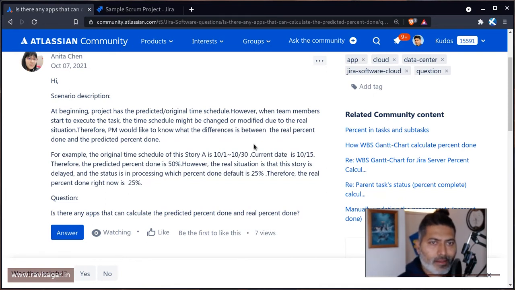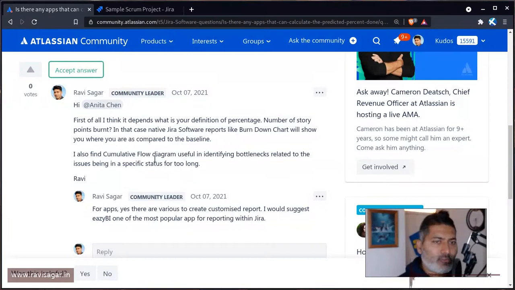Anita, I hope I'm pronouncing your name correctly. If you are talking about agile, because you have mentioned story here, so let us say you are talking about agile-based projects, the first thing I would ask you is what is your definition of a percentage? The definition of percentage is not always consistent. If you ask different teams or different managers how they are measuring progress, you will get different answers.